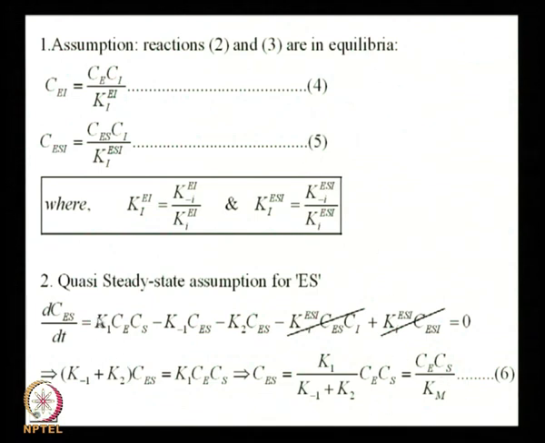Okay. So, now after doing this, if you see the last line out here, we have been able to express our CES as a product of CE and CS divided by the Michaelis constant Km, right. So, the Michaelis constant is still the same, it still retains the same form. Clear? Okay.